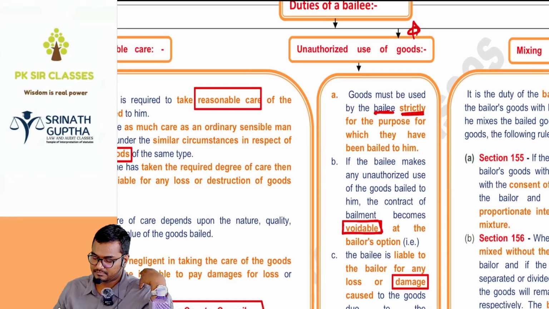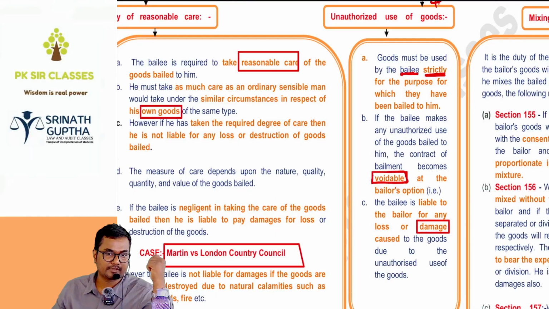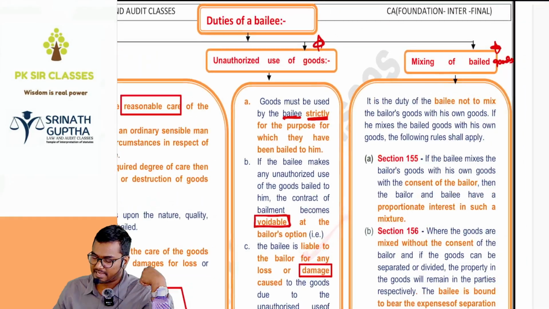Next one, unauthorized use of the goods. Generally, Bailee should not use the goods without any authority. If you're using my goods for your personal purpose, the contract will become voidable at the option of the Bailor, and you have to pay the damages to the Bailor.